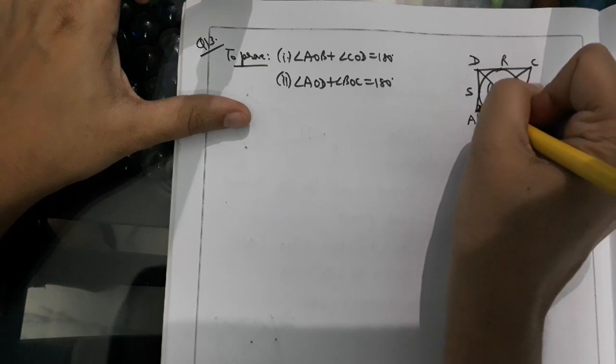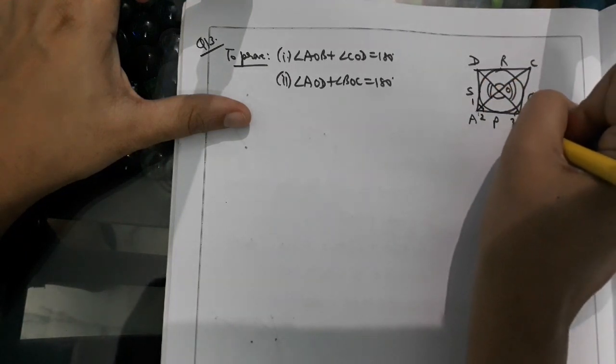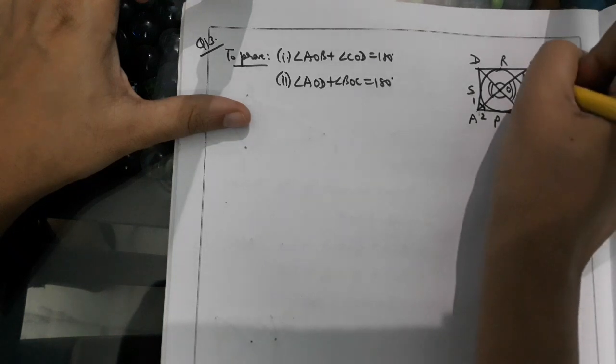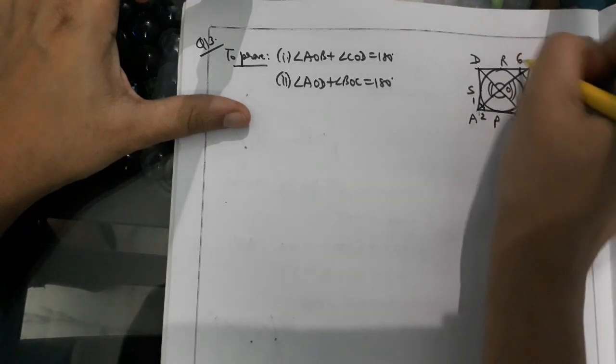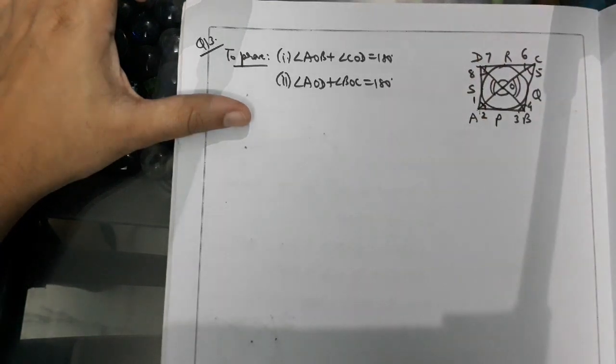Now from here we start. We name this as angle 1. This is angle 2. This is angle 3. This is angle 4. This is angle 5. This is angle 6. This is angle 7. And this is angle 8. These are the 8 angles.